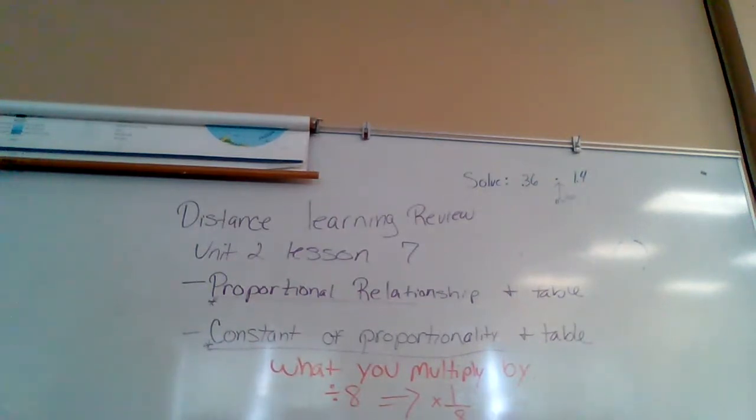You could also say you're going to multiply by 0.125, because 0.125 is the decimal. That's what I'm saying. But some people see in decimals better.